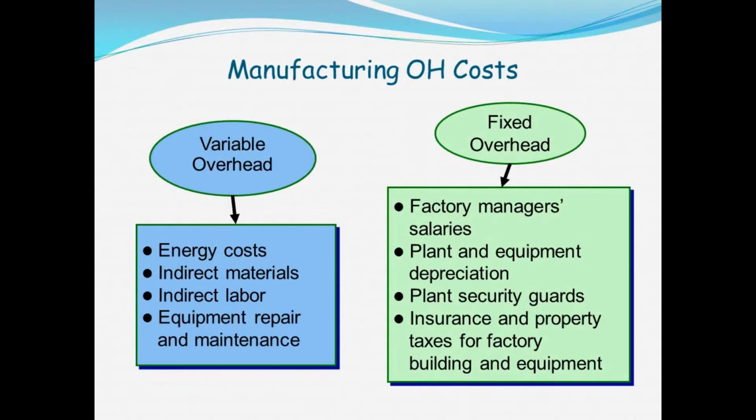Fixed overhead are things like salaries of the factory floor manager, depreciation, security guards. You need security guards whether or not you're selling a lot, taxes, etc. These, no matter what your volume is, within a relevant range, should stay fixed.